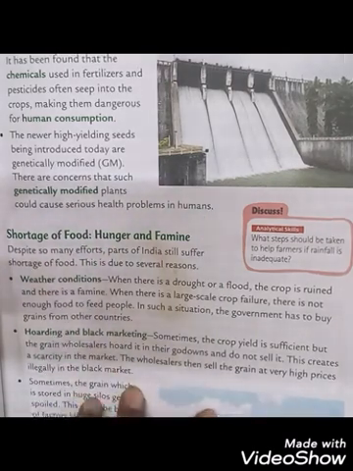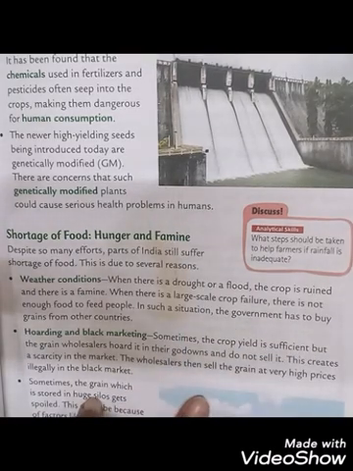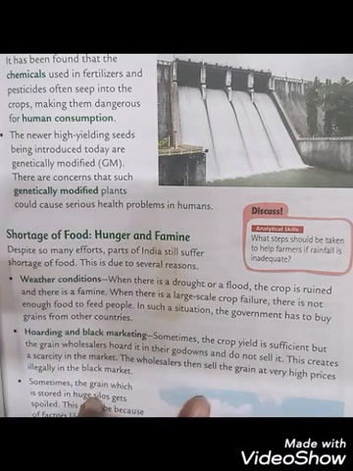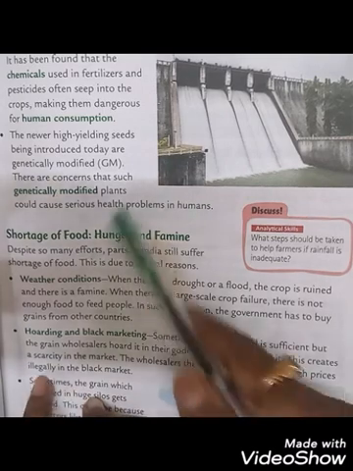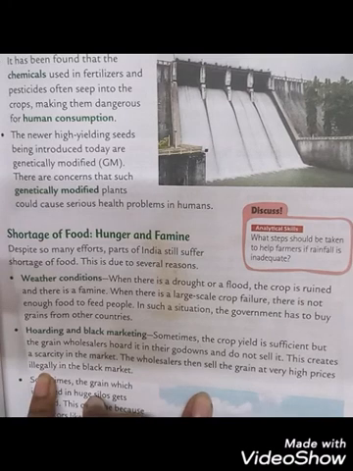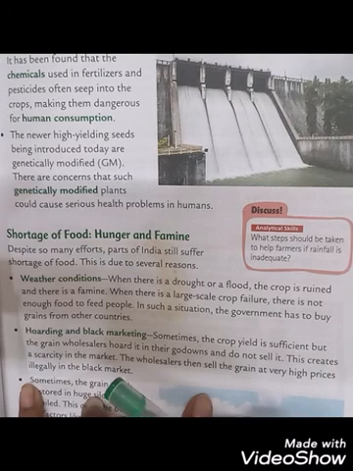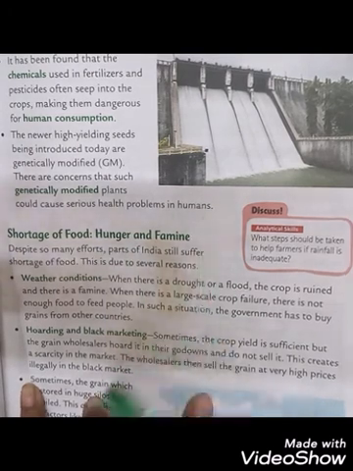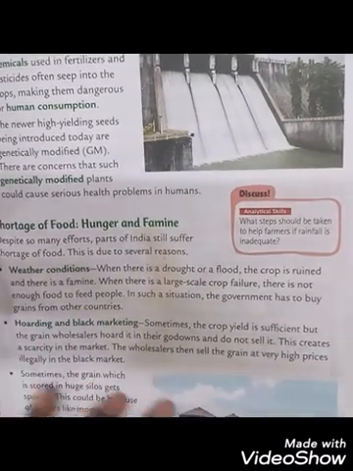So nowadays, as we have told in the Green Revolution, high-yielding seeds are introduced. So genetically they are modified. They are changed by changing the genes. When you grow older, when you go to higher classes, you will understand about genes. So they are modified. That means they are made by man by modification. So these are genetically modified plants which are very problematic. They can cause serious health problems in humans. So this was about the Green Revolution and its problems.